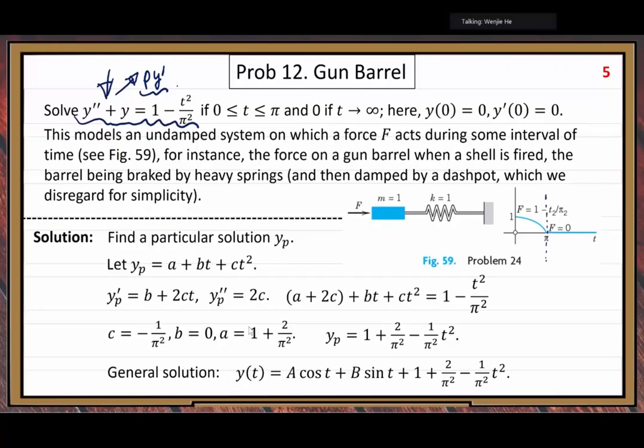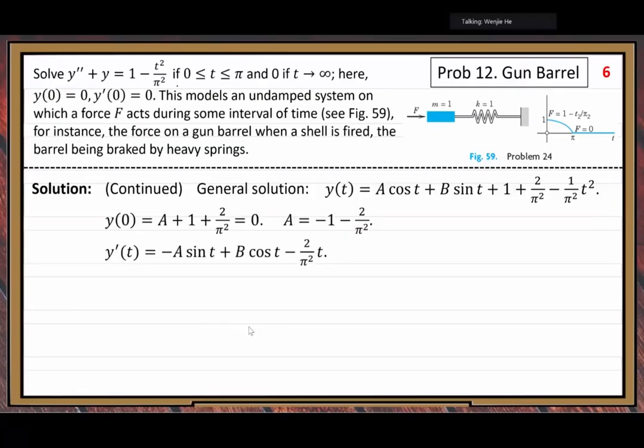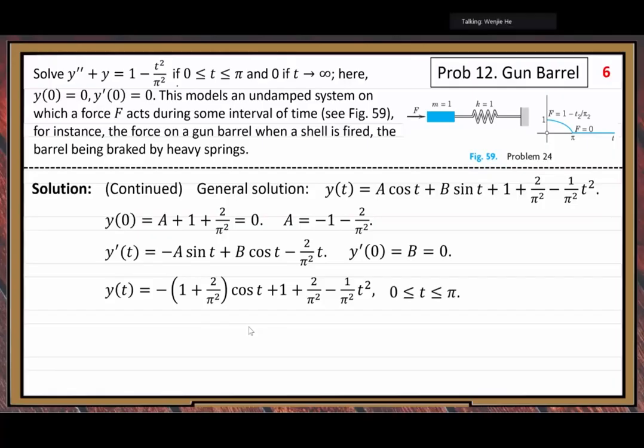So plug in the initial conditions. Very easy. You can find capital A, capital B. So you get a very simple solution, but on the interval between 0 and pi. So between 0 and pi is the first piece, but you also need to calculate the second piece.